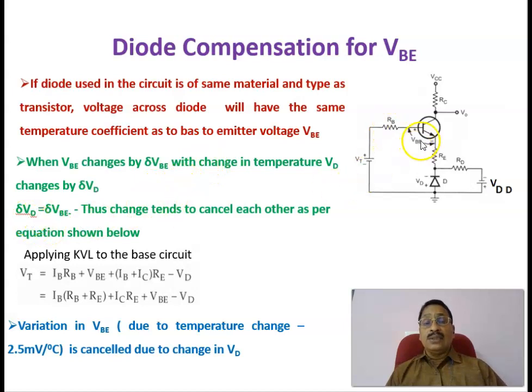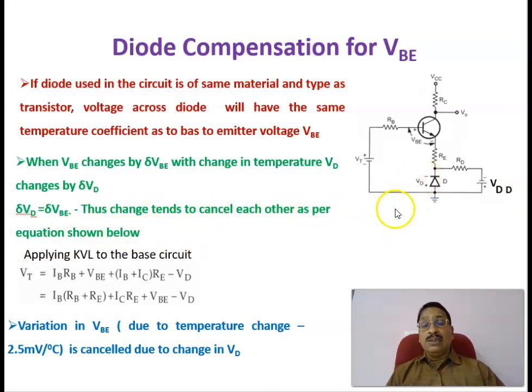Now, if you are using the same material for the transistor and the diode, delta VD will be equal to delta VBE. Thus the change tends to cancel. That is, the changes in delta VBE and delta VD cancel each other, as per the equation given below.